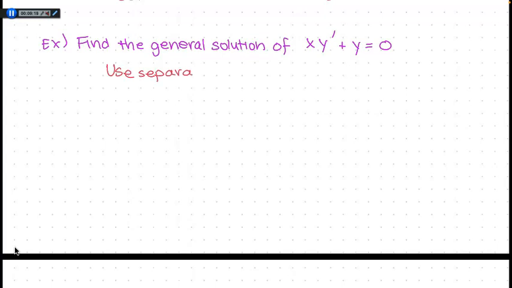Not every differential equation can be solved using separation of variables. And separation of variables is exactly what it sounds like. We're going to separate the x's and the y's. We're going to put all the x's on one side. We're going to put all the y's on the other side. So, let's do it.